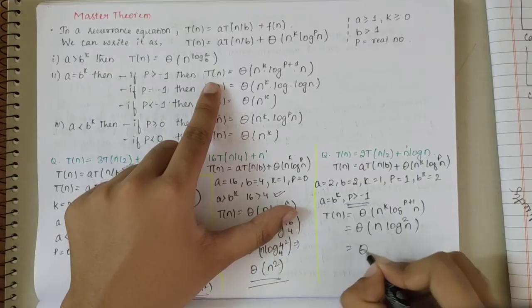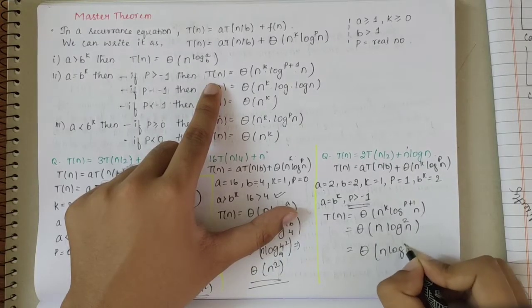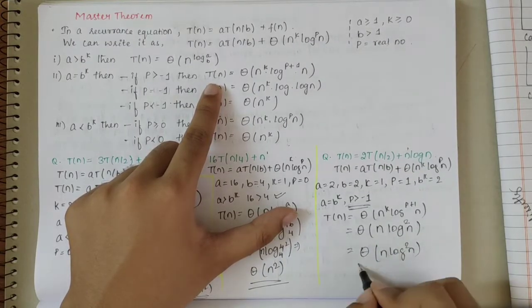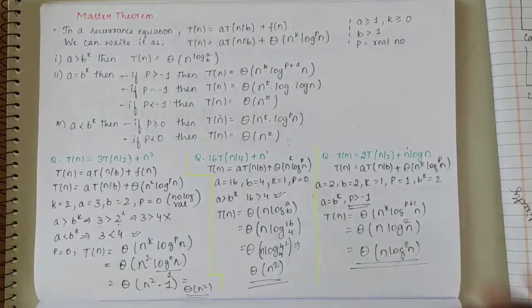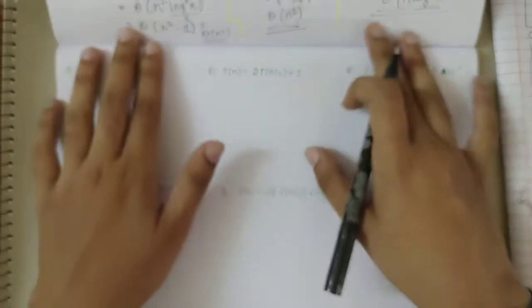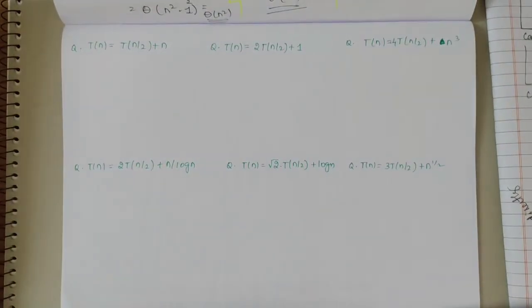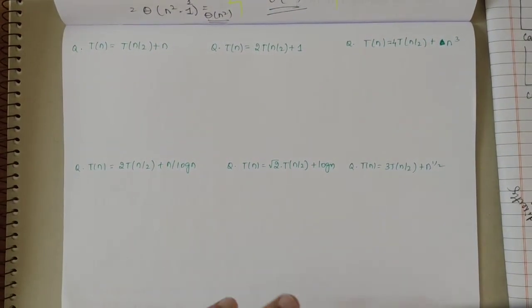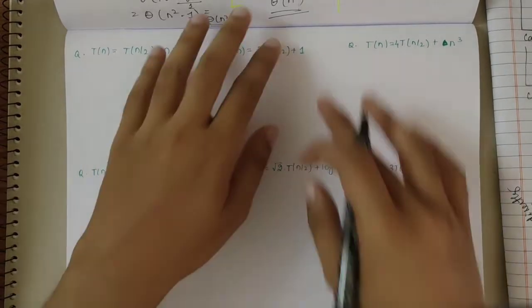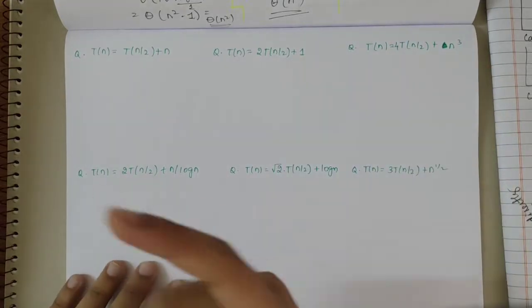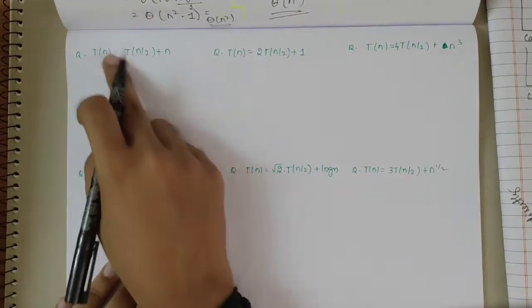So it is theta of n log squared n. So this is the solution for this particular recurrence relation. Now let's look into the next recurrence relations. So I would say that if you understand this master's theorem, it will be very easy to solve the recurrence relations of the recursive algorithms which we have discussed in previous videos, and analyzing the recursive algorithms. Let's look into this question quickly.